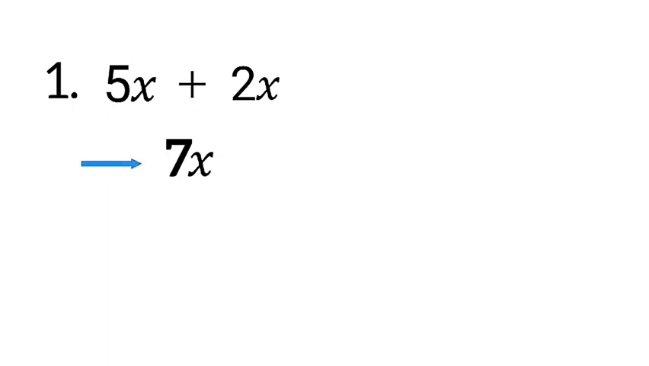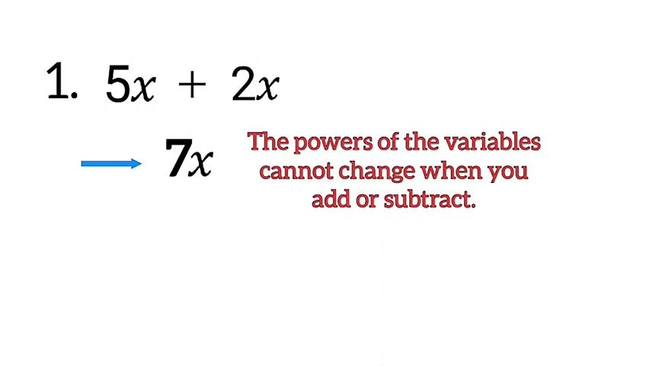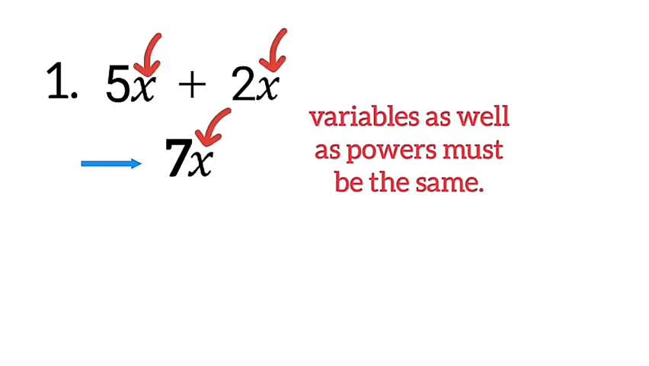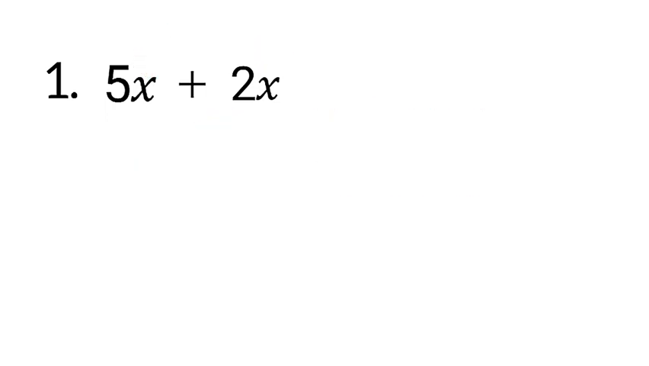This method is used only if they are all like terms. Remember that the powers of the variables cannot change when you add or subtract. I am trying to say that the power of the variables in the final answer must be the same as that of the question. Let me show you another way to answer this question.